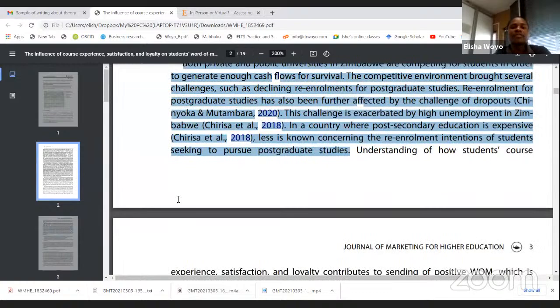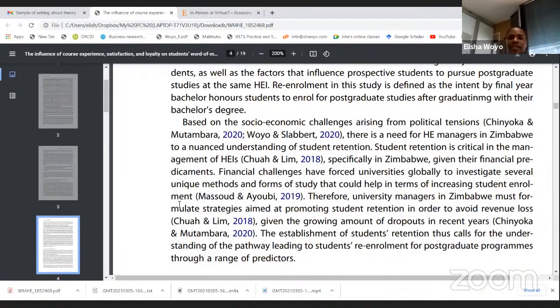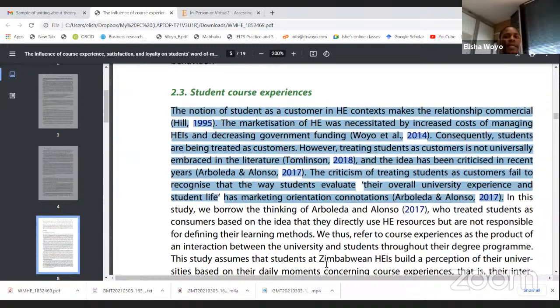Then if I go to the literature review, let me see. Right. Here we are coming out guns blazing in what we are looking at. So we are saying student as a customer in HE context makes the relationship commercial. The marketization of HE was necessitated by increased cost of managing HEIs and increased government funding. Consequently, students are being treated as customers, right? It's us coming out here and making our voice heard. Based on this, as authors, we are now saying students are being treated as customers.